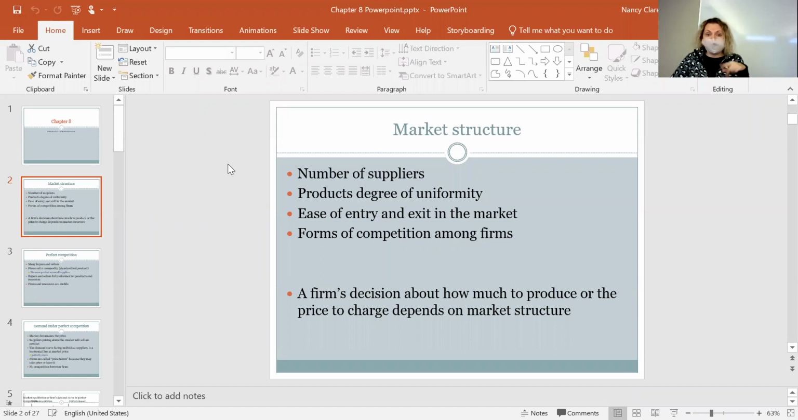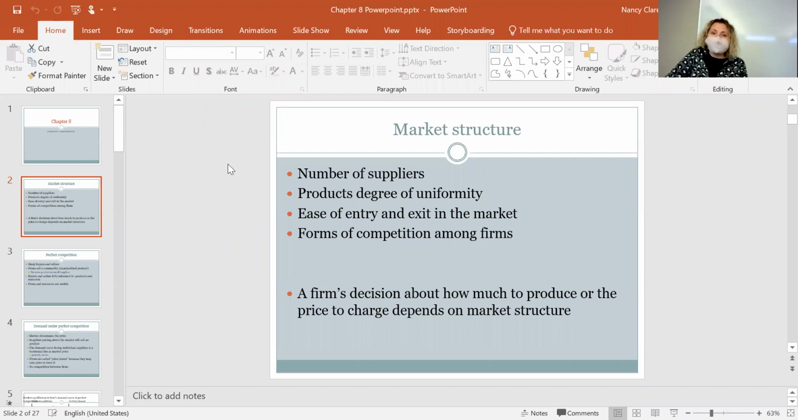The second characteristic we need to look for is the product's degree of uniformity. Are we all selling the same thing? Or are we selling very different things? Are we selling slightly differentiated versions of about the same thing? How similar are products from supplier to supplier? That's going to be the second thing we need to figure out.